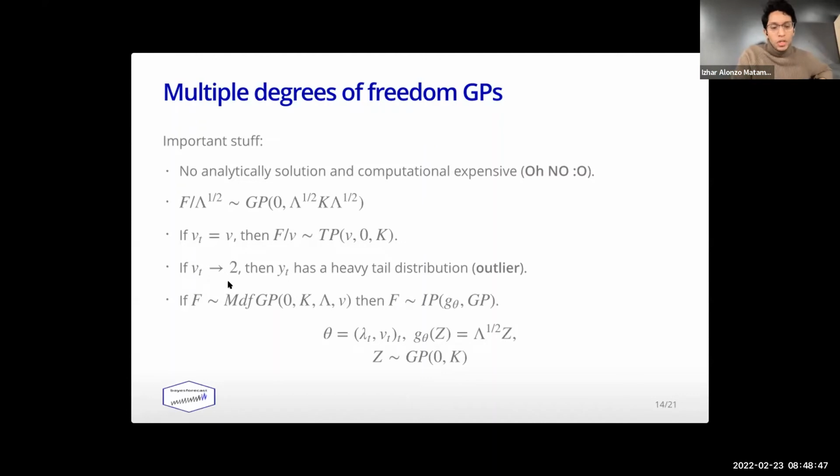And to justify the existence of these models as a general prior, so we can use them as a prior, we show in our work that if something follows a multiple degrees of freedom Gaussian process, it will also follow an implicit process regression. And the implicit process regression paper already showed their existence. So with this simple transformation, we can guarantee that these processes are always going to exist.